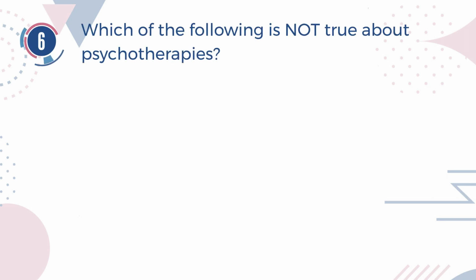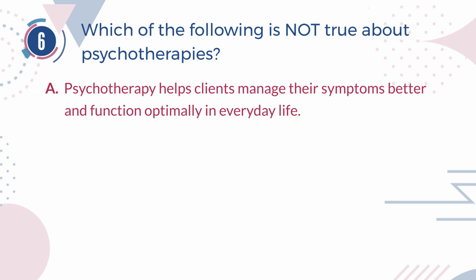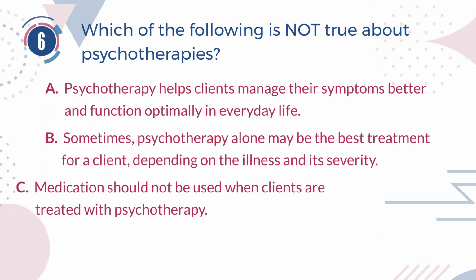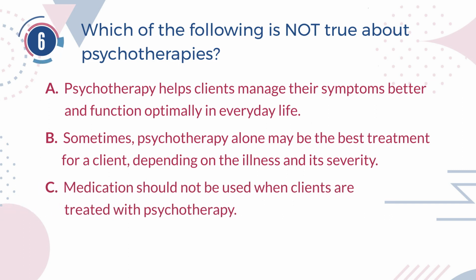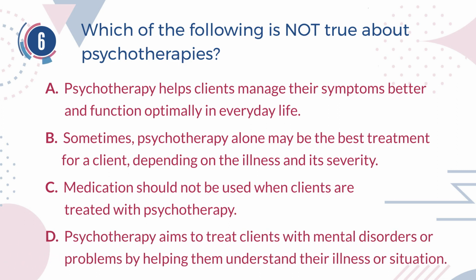Number 6. Which of the following is not true about psychotherapies? A. Psychotherapy helps clients manage their symptoms better and function optimally in everyday life. B. Sometimes, psychotherapy alone may be the best treatment for a client, depending on the illness and its severity. C. Medication should not be used when clients are treated with psychotherapy. D. Psychotherapy aims to treat clients with mental disorders or problems by helping them understand their illness or situation.